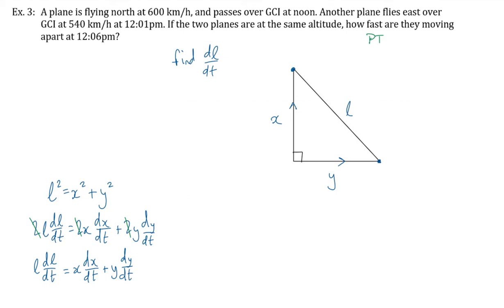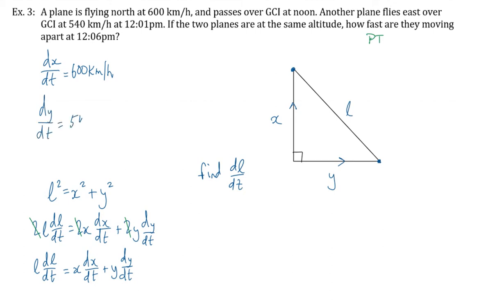So a few of them are given. A plane is flying north. That's our x. So the rate of x, dx by dt, is positive 600. And we have the rate of y. It's 540. And it's increasing, both positive. We don't have x and we don't have y. How are we going to find those? So that's the little bit of extra step that we have in this question.